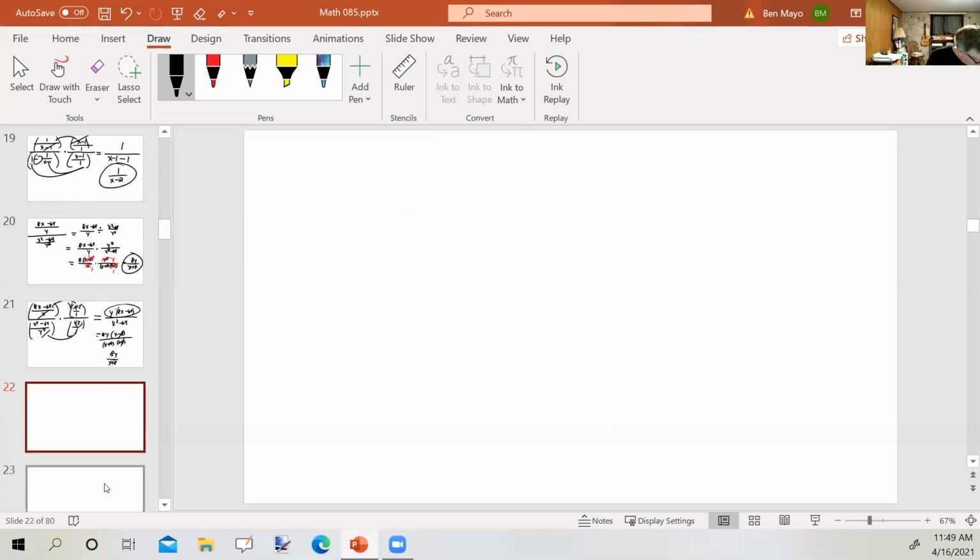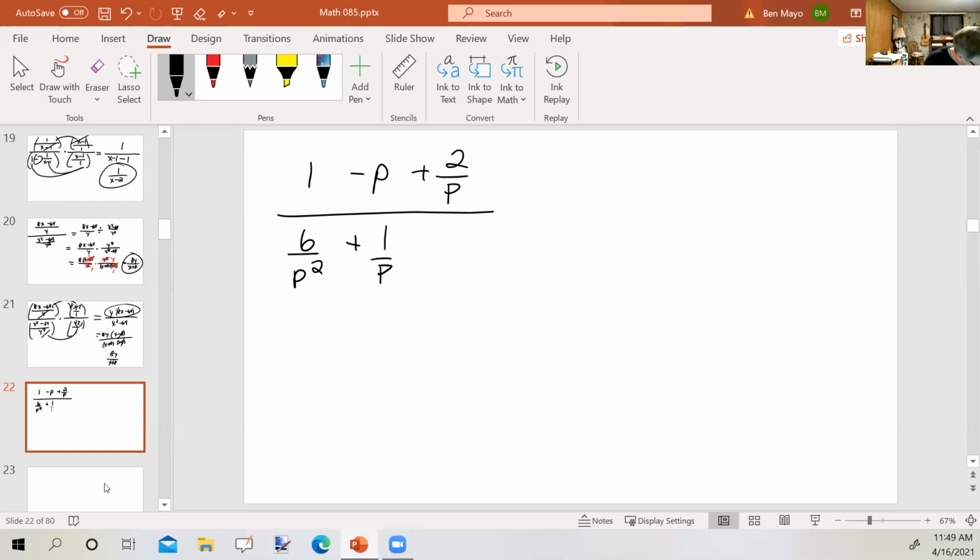Okay, here we have 1 minus p plus 2 over p, all divided by 6 over p squared plus 1 over p minus 1. So we have 3 terms in the numerator and 3 terms in the denominator. So the LCD is going to be, well, let's see, I've got an implied 1, an implied 1, and a p squared, p, and an implied 1. So it would just be p squared. Okay? So I'm going to multiply by p squared over 1 on top, p squared over 1 on the bottom.